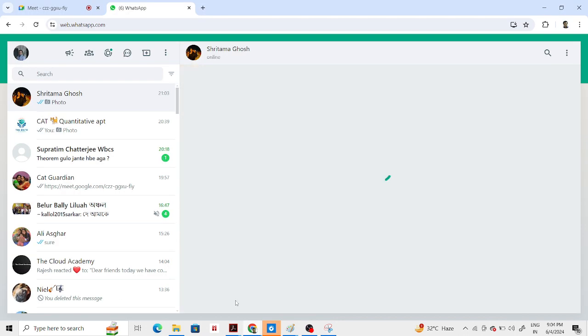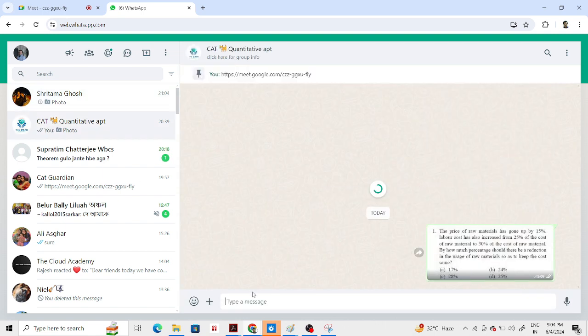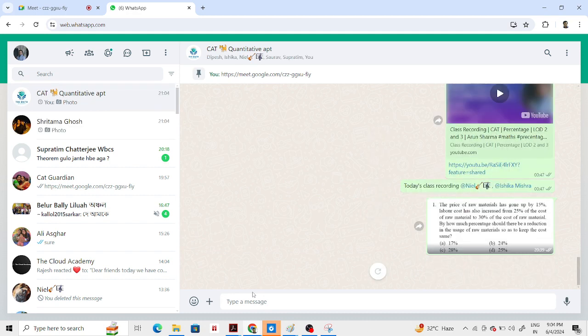So after copying this sum, Shritama, try this sum. Niladri, I'm sending you as well. Okay, this is a question from the 2020 CAT paper, on percentage. You try out this one, and then I'm coming back to you.